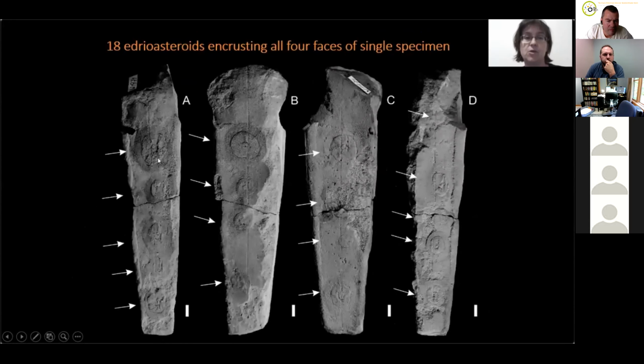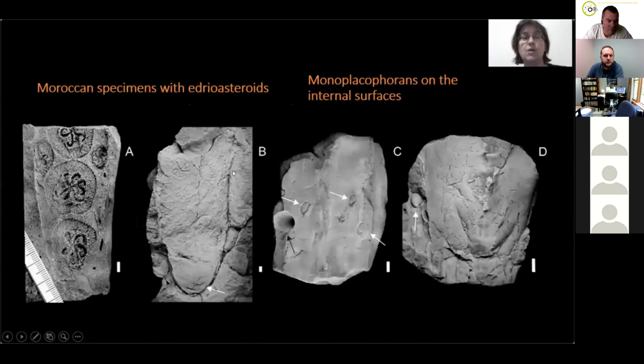Eighteen specimens of this adrioasteroid encrusted all 4 faces of this conularid skeleton. Note that the adrioasteroids are centered closer to the facial midline than to the corners. We also note that even though the adrioasteroids vary in diameter, the size range of them on any one face is similar to that of the adrioasteroids on the other 3 faces. We made the same observations on the Moroccan material.